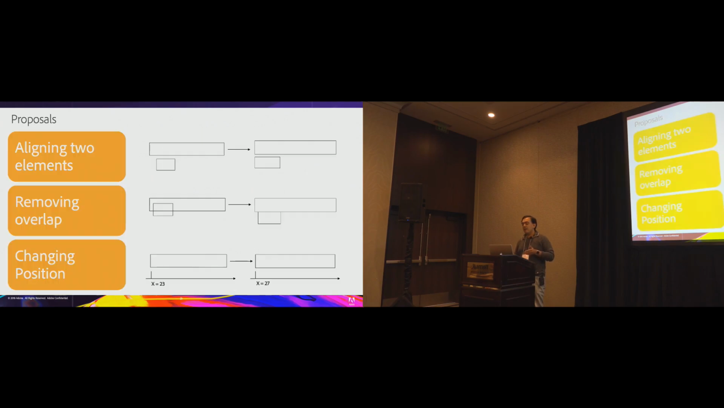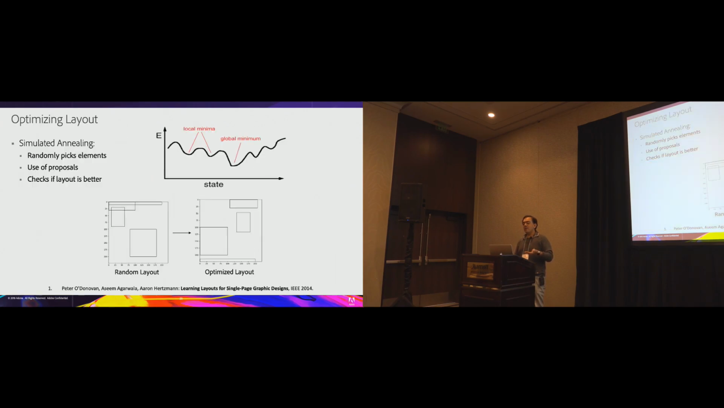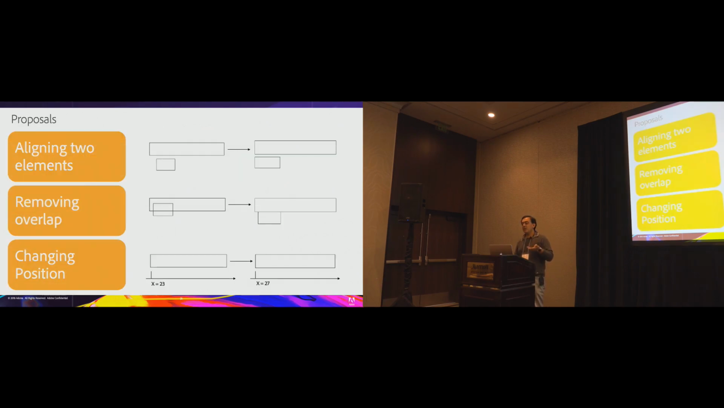And therefore we have to define different proposals, which allow the larger algorithm to explore the whole space. So we define various proposals that would optimize each of those dimensions of the energy functions. Like say we aligned two elements randomly, or we removed the overlaps between two elements, or we changed the positions of a particular element, and things like that.